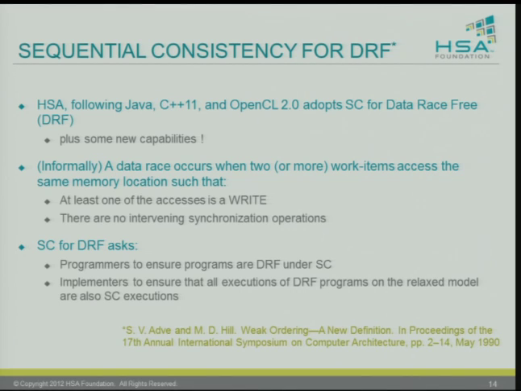And this will be important for the rest of the talk, so we'll do that here. A data race can occur when two or more work items are concurrently executing, they're looking at the same memory location, and at least one of them is a write. It doesn't matter what the other one is, and there are no interleaving operations.